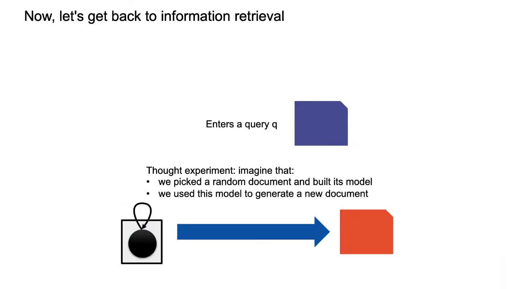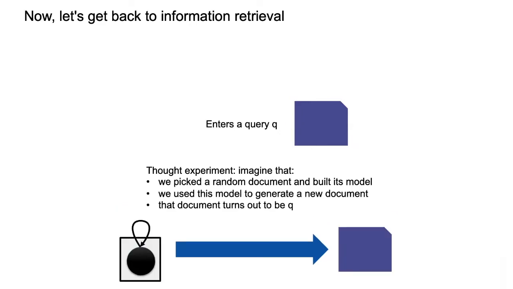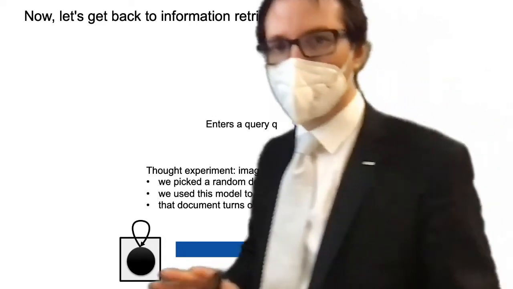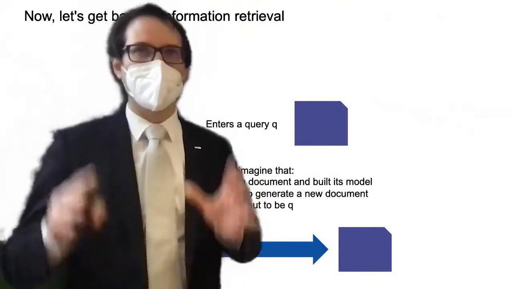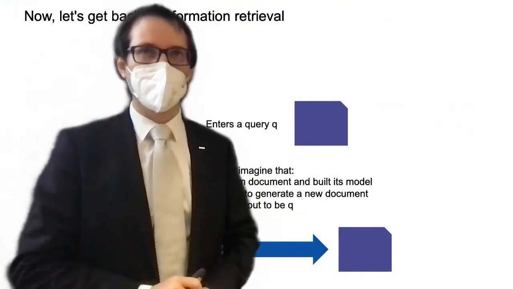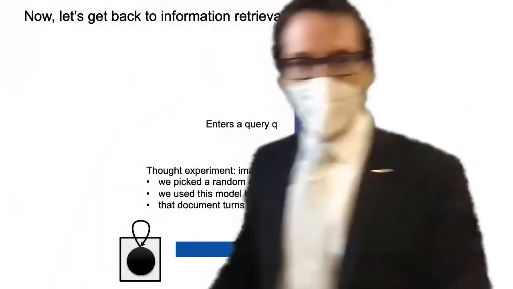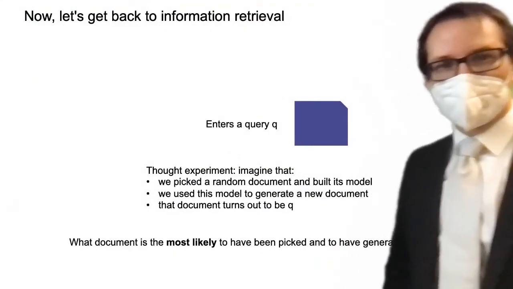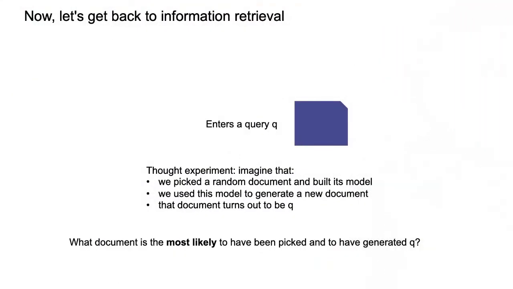And surprise, surprise, what do we get? The query Q that the user has just given. That's an enormous coincidence, right? But it just happened. So imagine that this actually happened by an extraordinary chance. You happened to have generated exactly the query that the user has input. And now my question is, what document of the library was the most likely to have been selected in such a way that by chance it generated exactly query Q?